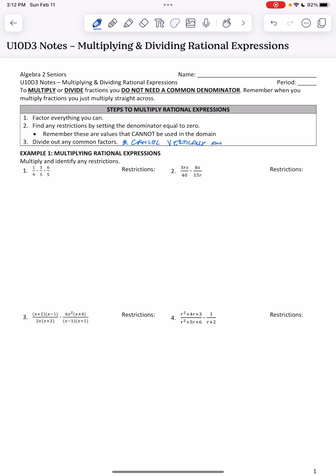and diagonally. Okay, so if we're going to cancel, we can cancel vertically and diagonally. We can't cancel horizontally, okay, but we can go vertically and diagonally.